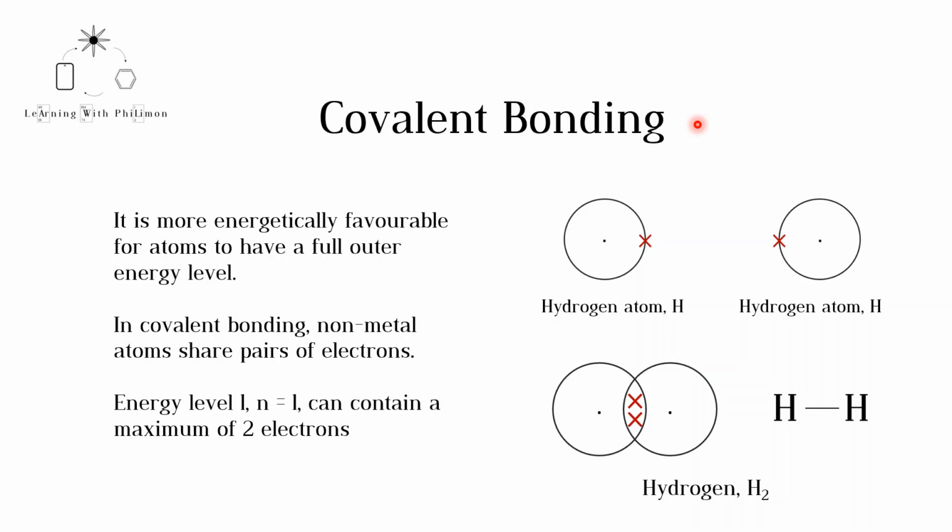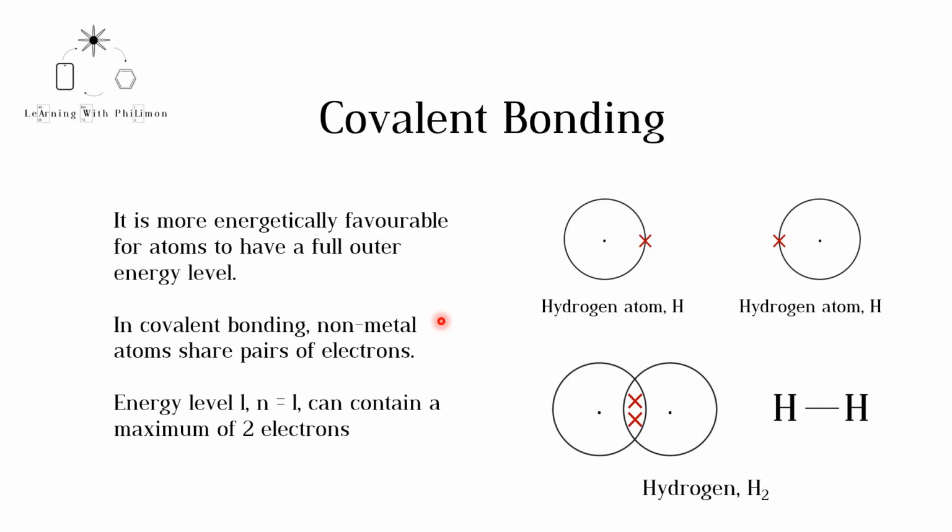It is more energetically favorable for atoms to have a full outer energy level. This means that that level contains the maximum number of electrons possible. To achieve this, nonmetal atoms share a pair or pairs of electrons. Nonmetal elements are found on the right-hand side of the periodic table. The simplest molecule is hydrogen.